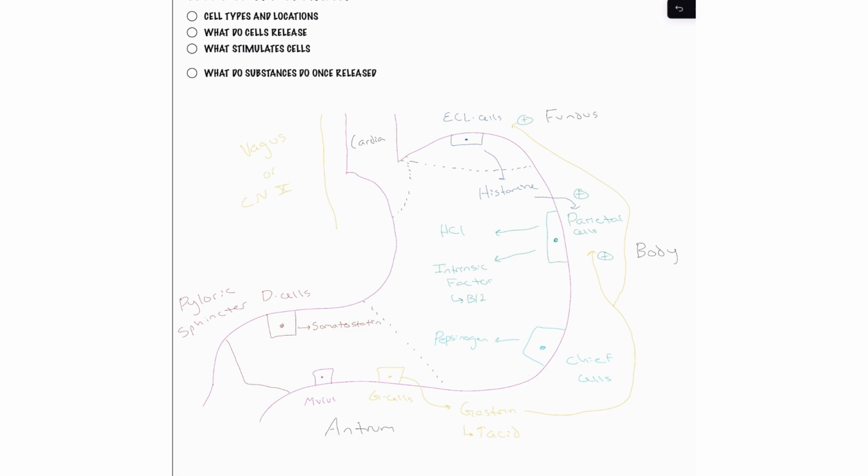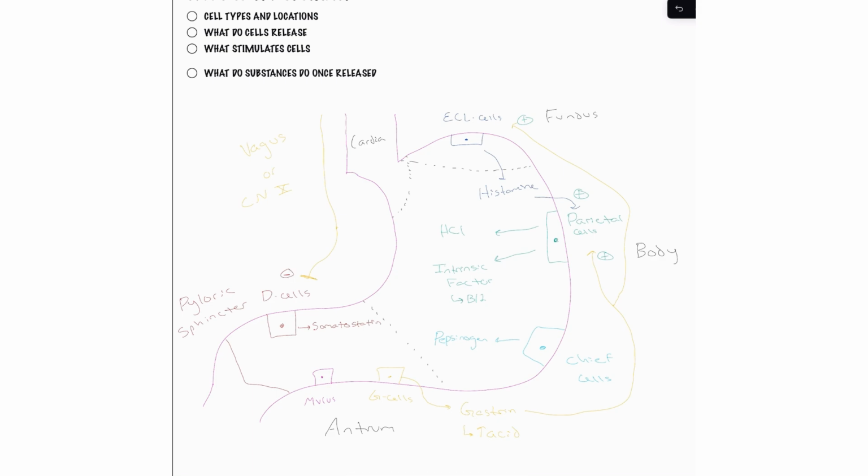So the first thing that the vagus nerve is going to do is actually go to these D cells and tell them to stop. Okay, because remember, D cells tell the digestion to stop. The vagus nerve wants digestion. So it's going to come to these D cells and say, no more somatostatin.